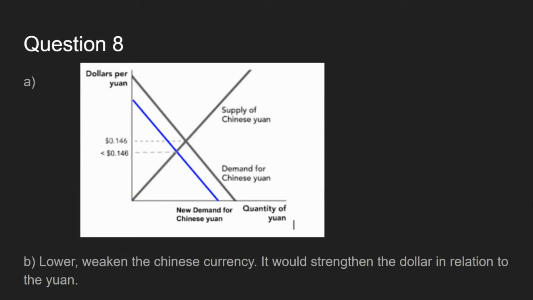For question 8, if the news media puts out the headline, "Chinese factories sell poisonous food," then fewer people are going to want to buy the Chinese dog food, and thus fewer people are going to want the Chinese yuan to buy the dog food. So there's a decrease in demand, which will shift the demand curve to the left, thus weakening the Chinese currency and also strengthening the dollar in relation to the yuan.